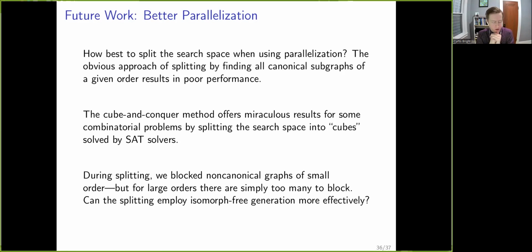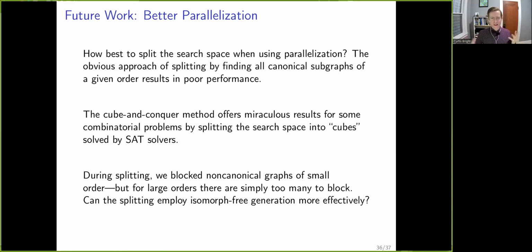It's not so clear how you go about doing that, because the splitting process works kind of like a look ahead, right? You try to find the next variable which is going to split the search space most evenly, so you do this look ahead to determine that. So it's not clear how you would use an isomorph-free generation approach to help do that. But what we did was take all the graphs up to, say, order 10, find all the non-canonical graphs, and then add those as blocking clauses and give those to the splitting solver. It seemed to work a little bit, but maybe there's something that could be done better there, right?